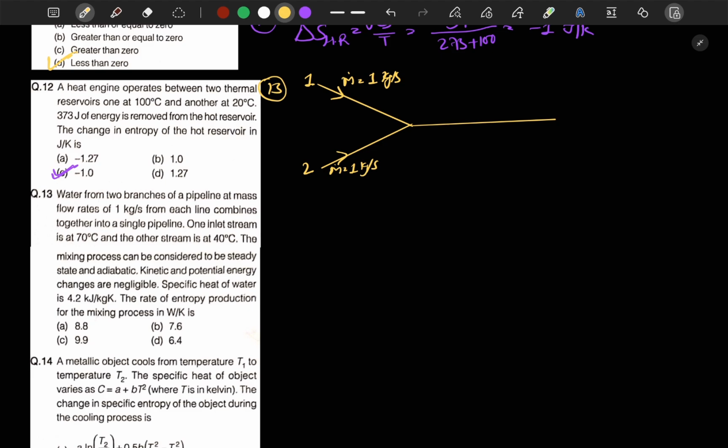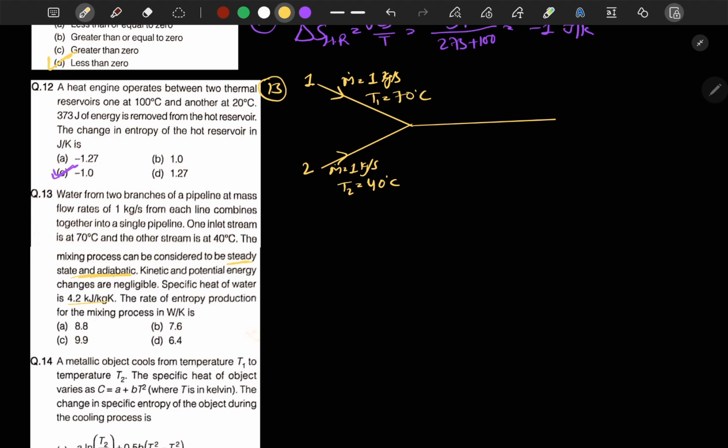Here it is given that T1 is equal to 70 degrees Celsius. It is also given that T2 is equal to 40 degrees Celsius. The mixing process can be considered to be steady state and adiabatic. The kinetic and potential energy are negligible. Specific heat of the water is given as this. We need to find the rate of entropy production in the mixing process.